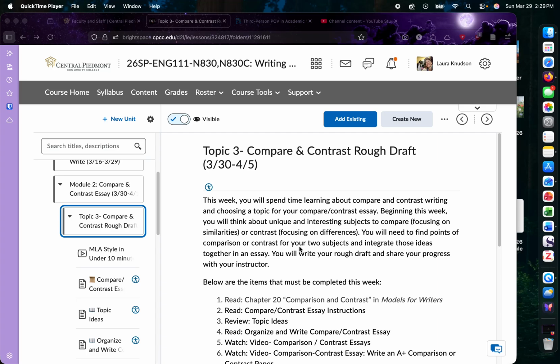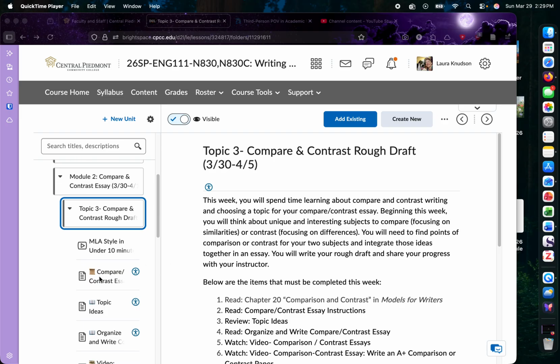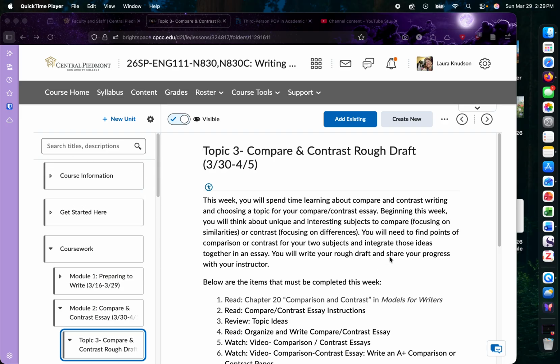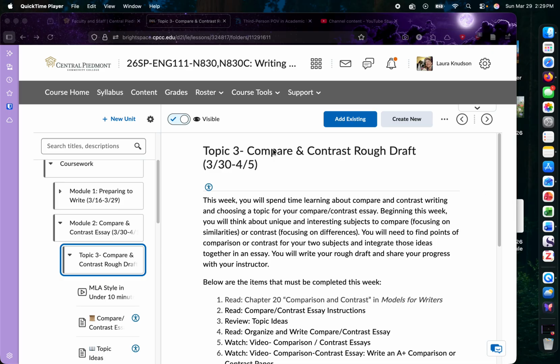Hey y'all. Okay, let's talk about your to-do list for this week. It is a wee bit on the long side. As you can see here, we are looking at the compare and contrast rough draft.